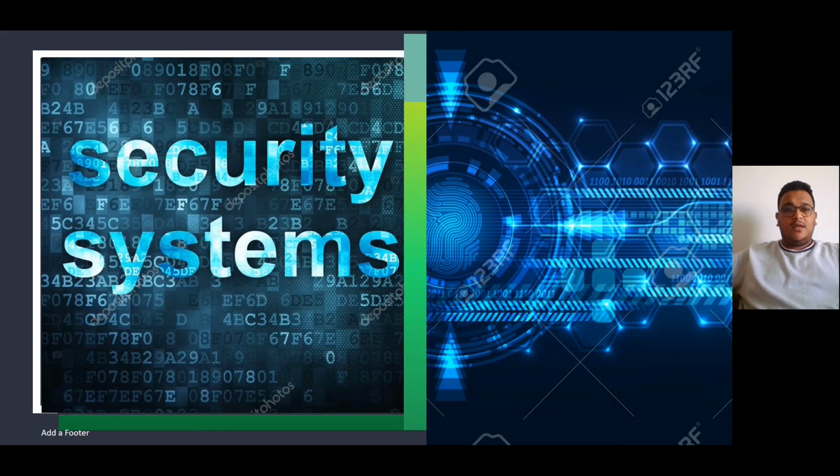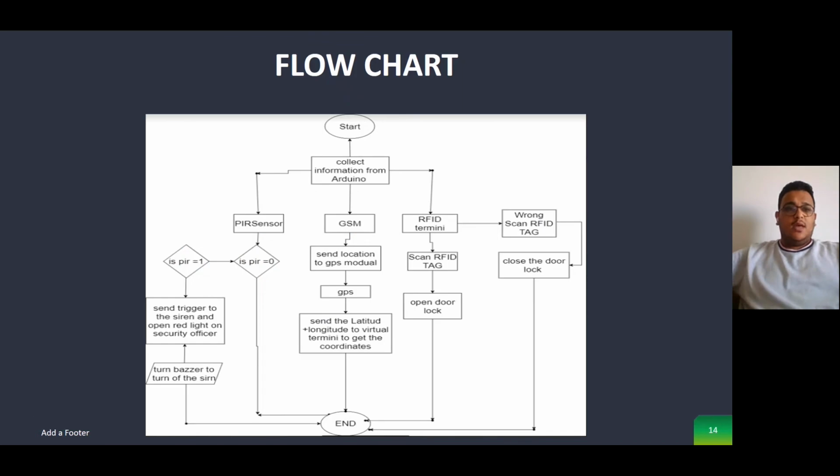My name is Abdurrahman Ali. I am working on the security system on this project. This is my flowchart. First of all, I use Arduino Uno on my project. When I run my program, I will start my program. The Arduino Uno will send all the information to the PIR sensor and GSM and RFID terminal.